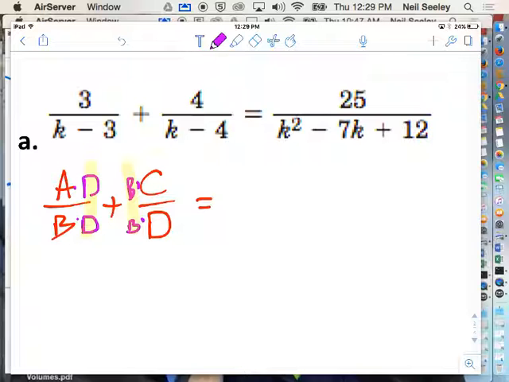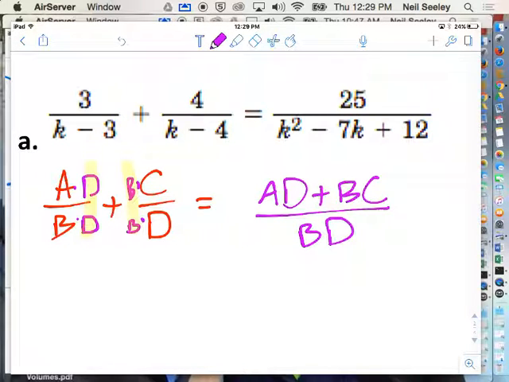After that, once there's a common denominator, you can add the numerators together. So those are my numerators over the singular denominator. So like 2/5 plus 7/5 is 9/5. You only add the numerators. You leave the denominator the same.